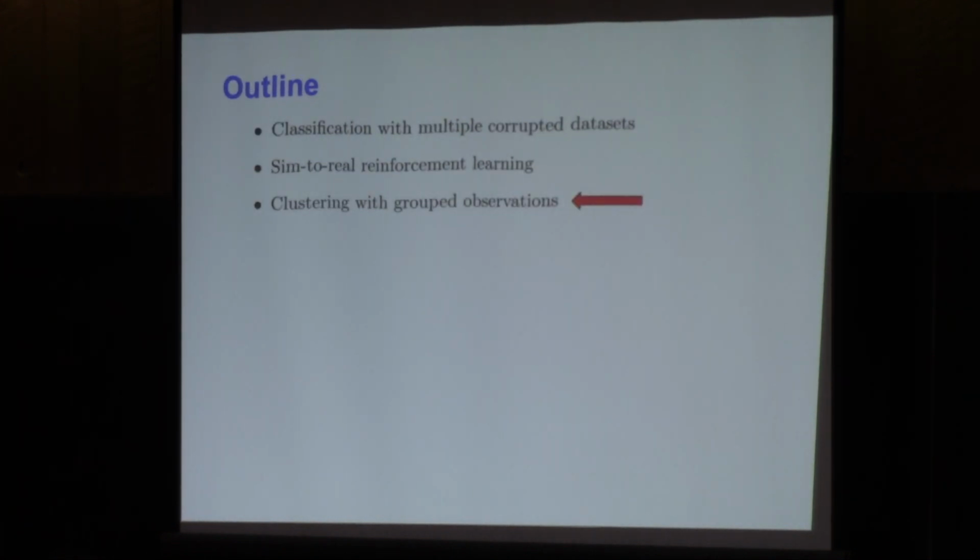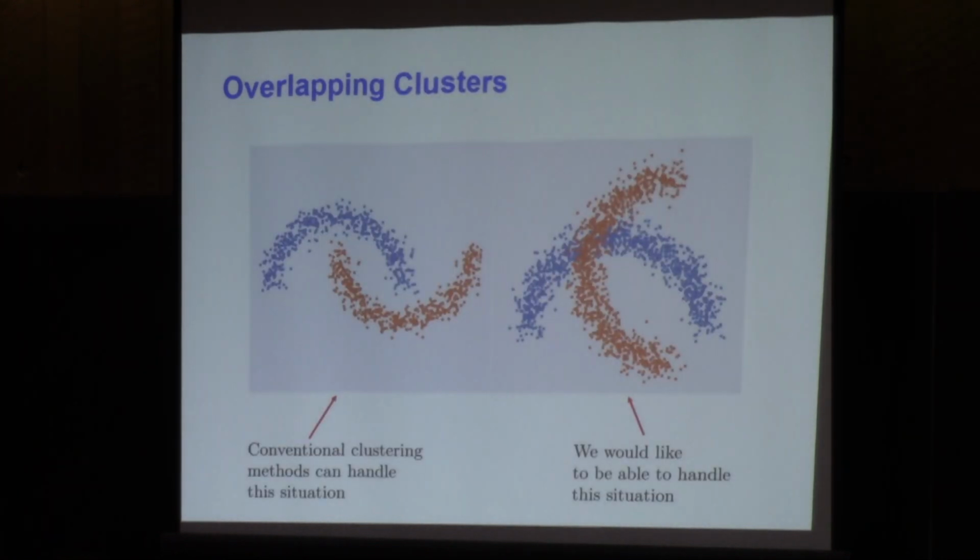Then I'll go on to the last part of the talk: clustering with grouped observations. This is yet a completely different learning problem. Just going back to clustering, most clustering algorithms, like k-means, spectral clustering, kernel k-means, and many others, basically assume that the clusters don't overlap, that there's some region of low density separating the clusters.